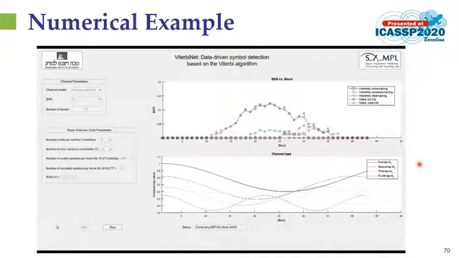So the fact that ViterbiNet can train with a very small training set allows us to actually implement this in real time, because not only can we adapt using a very small number of training samples, but also this training period is relatively small.